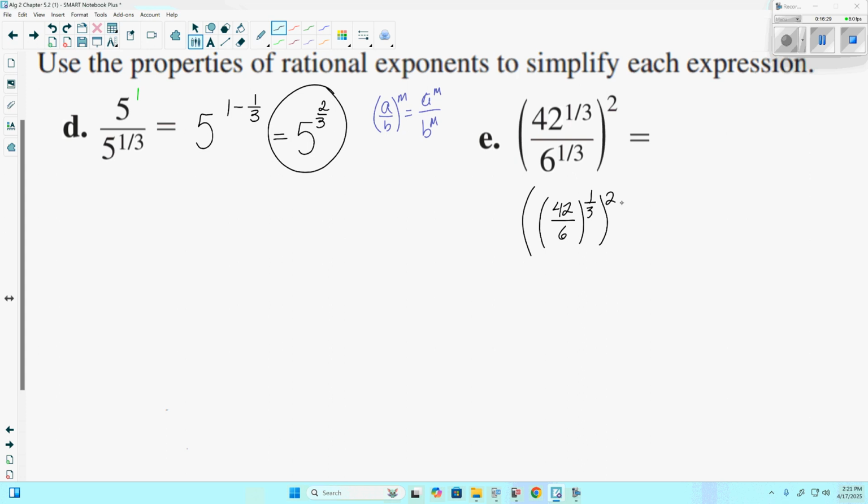Now, the whole reason I'm doing this is because pulling that power out leaves us with what inside? 42 over 6, yes? What is 42 divided by 6? So that took it from 42 to the 1/3 divided by 6 to the 1/3. Whatever number times itself 3 times is 42, being divided by a number times itself 3 times to get a 6. Well, 42 divided by 6 is 7. It gave us a way to be able to divide that nicely.